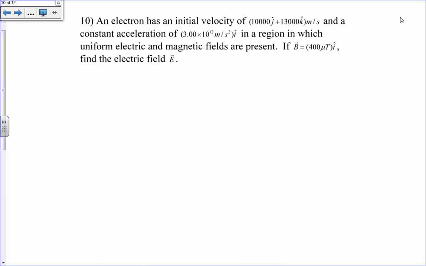An electron has an initial velocity and a constant acceleration where there are electric and magnetic fields present. If this is your magnetic field, what is the electric field? All right, so the net force is the vector sum of two forces: Fe, that's the force due to the electric field, plus Fb.